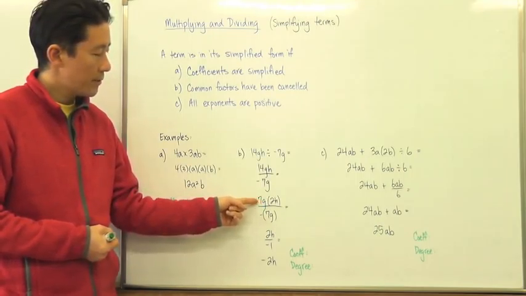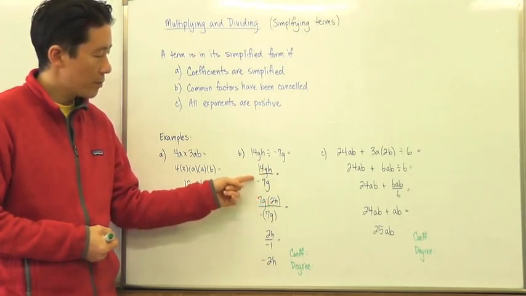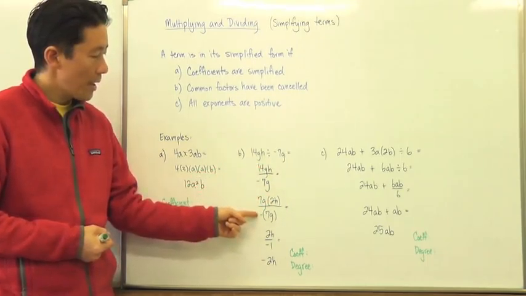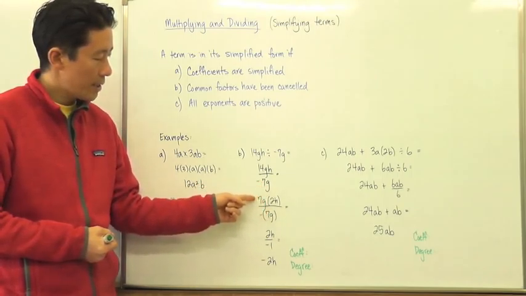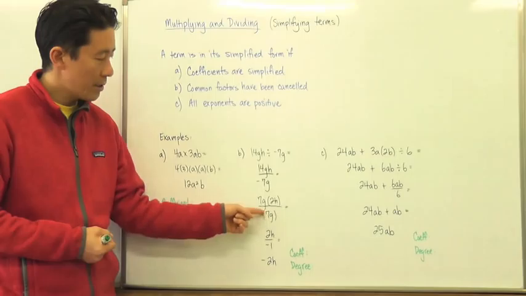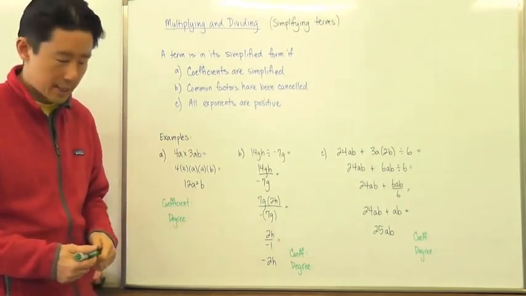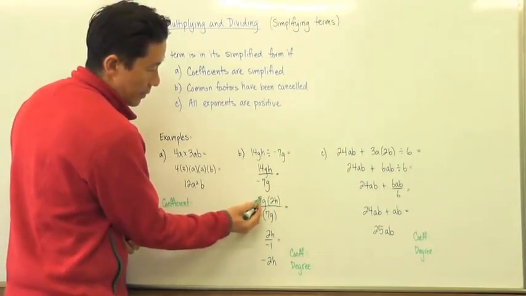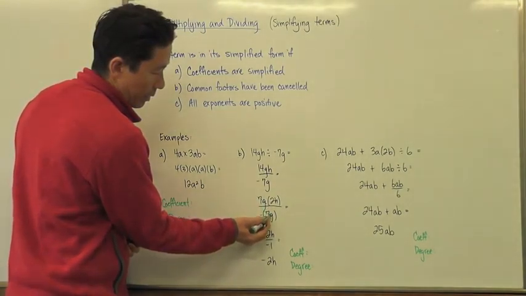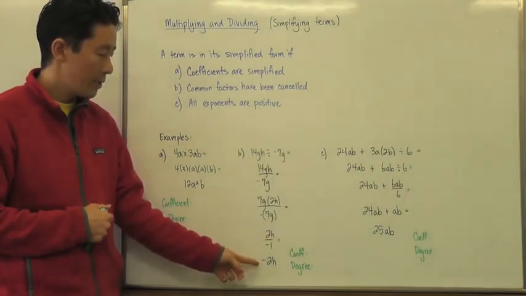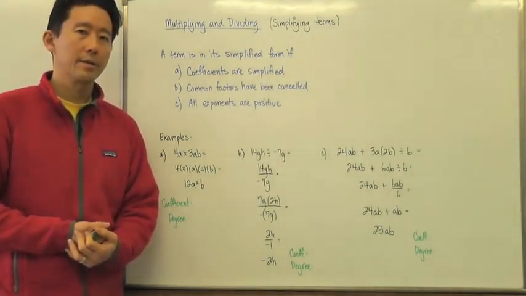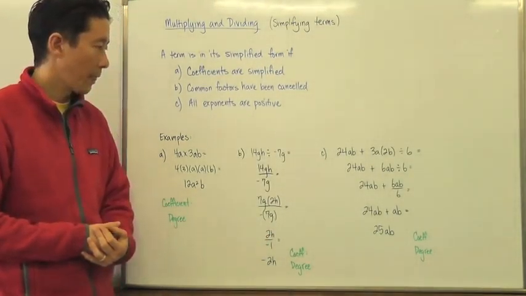So notice that I have 7g times 2h, which of course is 14gh. And I have the negative 1 times 7g. Now notice the 7g here and the 7g there are common factors, so I can essentially cancel them out. And what I have left is 2h divided by negative 1. And of course I can simplify that to just negative 2h.